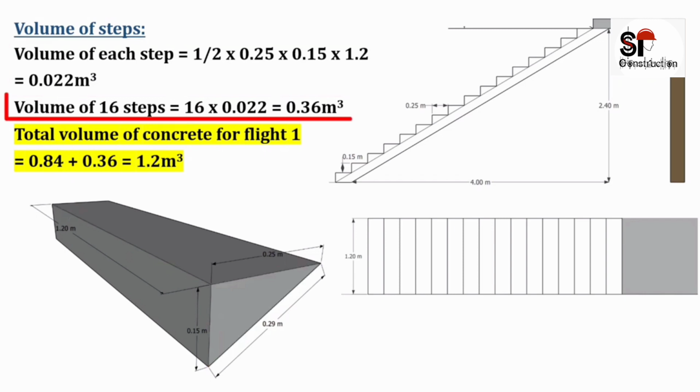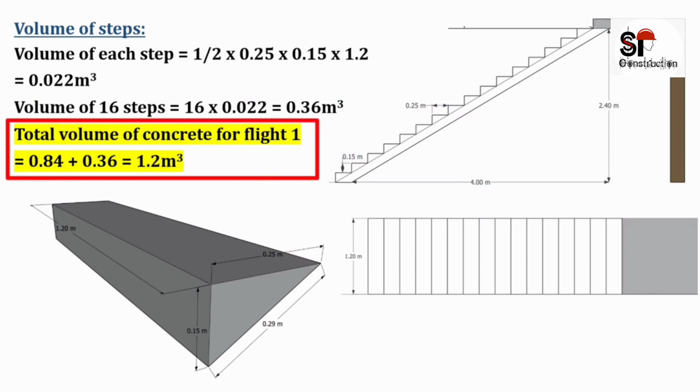Hence the volume of 16 steps will be equal to 16 into volume of each step, which will be equal to 0.36 meter cube. So the total volume of concrete for flight 1 will be equal to volume of concrete for all the steps plus volume of concrete for waste slab, which will be equal to 0.84 plus 0.36 and the total will be 1.2 meter cube.